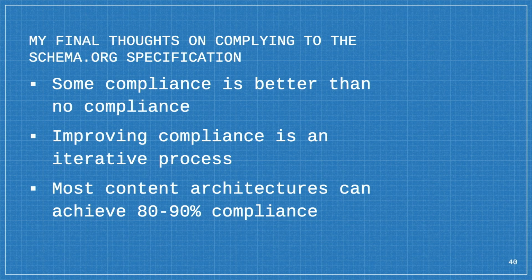So really, improving compliance is an iterative process. I'm planning on launching a site and then gradually going through the fields and keep improving them. Maybe adding another schema.org property, cleaning up the data. And I strongly feel that most content architectures can achieve about 80 to 90% compliance. And my joke would be the remaining 10% is that marketing stuff that you just can't comply with. You just have to accept that it's there.